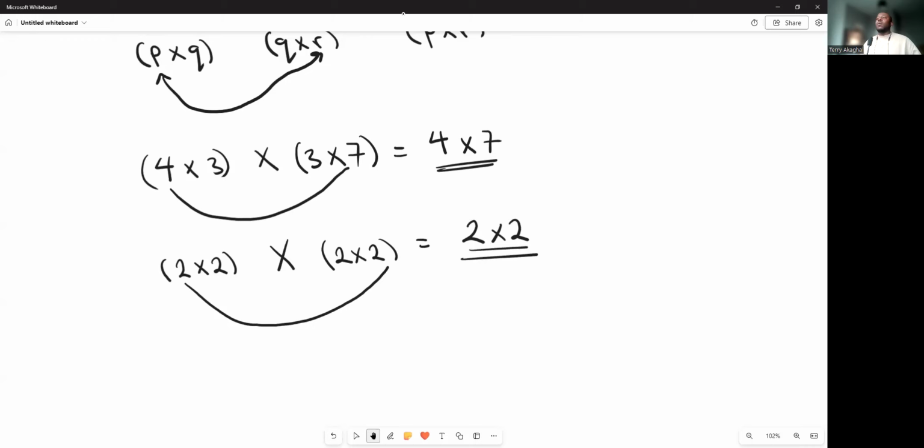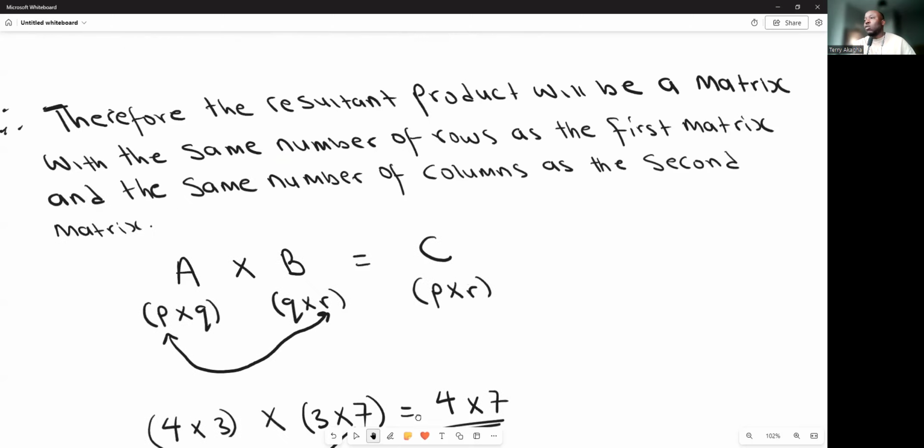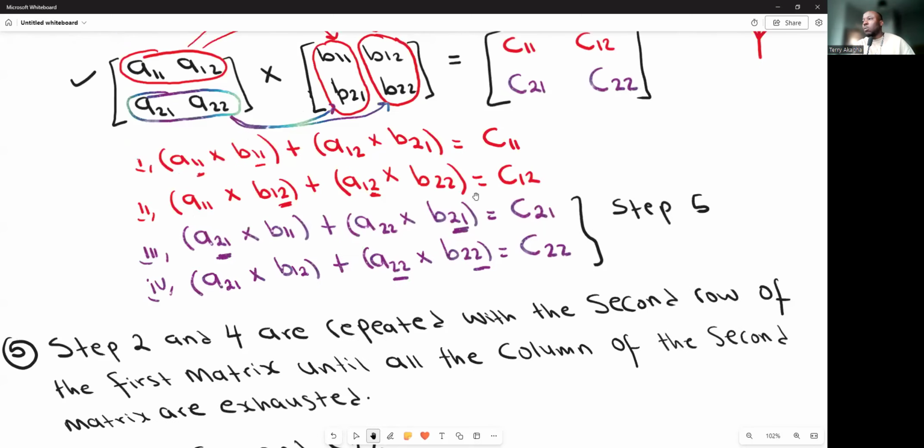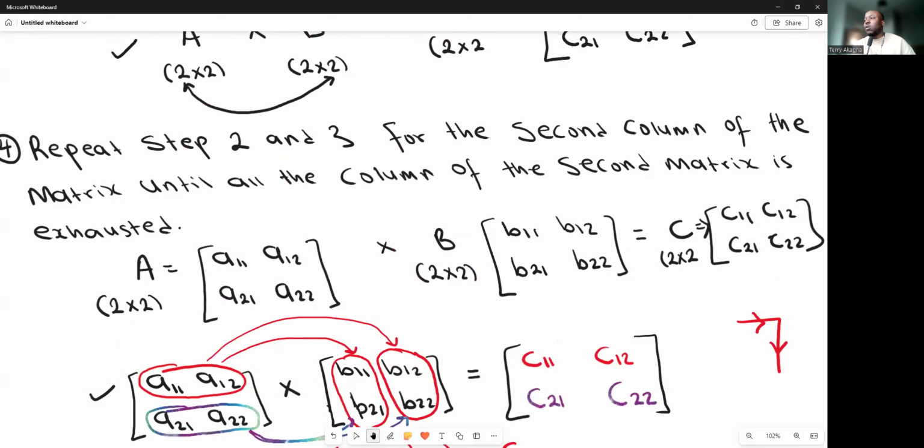Okay, so we're going to solve some examples in the next video. I'm going to solve examples on how we multiply matrices. But basically, before you go to that video, I want you to ensure that you've looked at the steps again and written them in your notebook. It's going to make more sense to you.